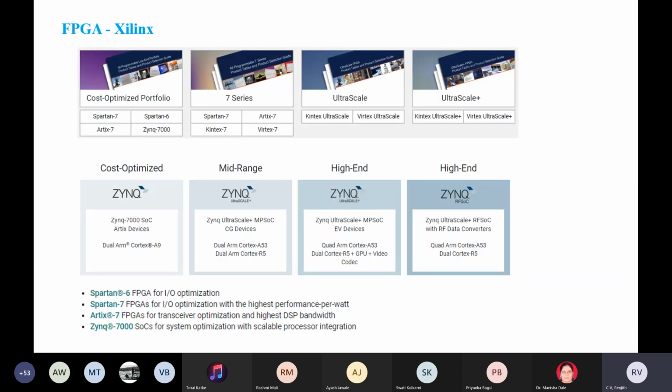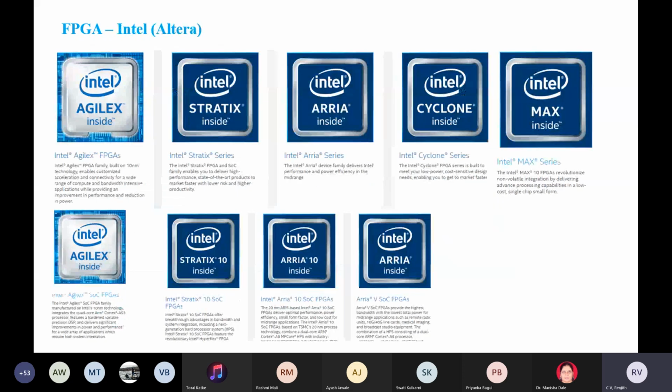Next is FPGA. You have Xilinx and Intel. Xilinx has different types of FPGAs, say 6 series, 7 series, and UltraScale. These are all good FPGAs, and you also have a system on chip, which is a combination of FPGA plus ARM processor. Similarly, Intel also has FPGAs and a system on chip. You can learn any one of them.